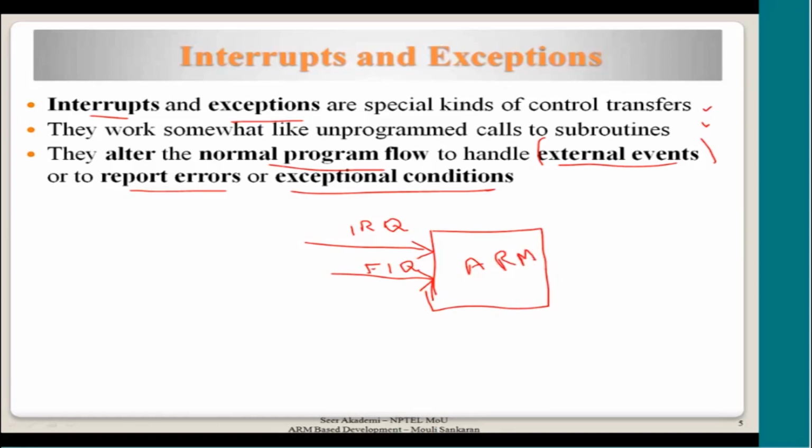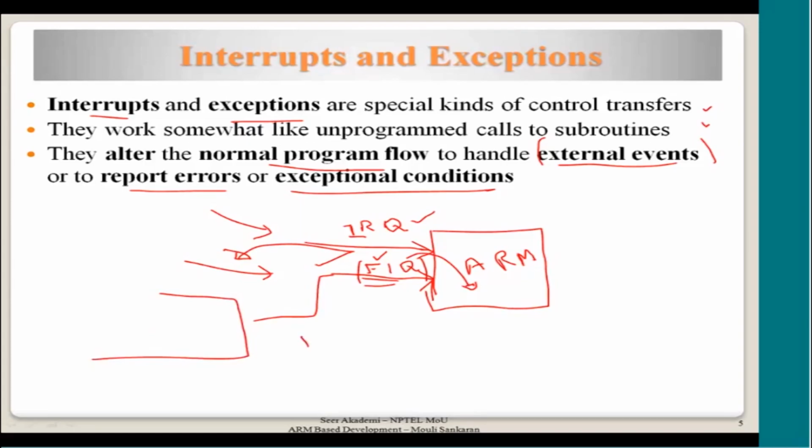These are coming from the external world. One is called IRQ, one is FIQ. What is IRQ? Interrupt request, and fast interrupt request. Now don't interpret fast interrupt request as meaning the interrupt comes faster, and IRQ means the interrupt comes slower. This fastness doesn't correspond to the way the interrupts come. It is the way the ARM processor responds to it.